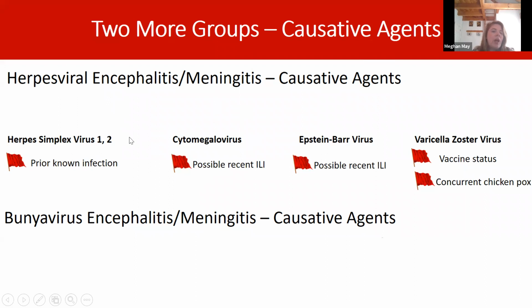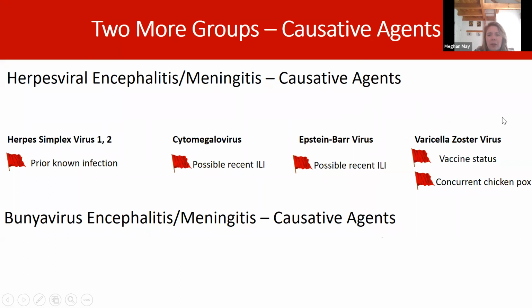Okay, so herpes virus 1 and 2. The biggest risk factor is being prior known to be infected with HSV 1 or 2. So a person who's prone to cold sores or a person who has genital herpes is going to be at greater risk for herpes viral encephalitis. CMV and EBV, it's plausible that a patient presenting with these may have had a recent influenza-like illness, but not necessary. CMV and EBV really can come completely out of left field as presenting as encephalitis.